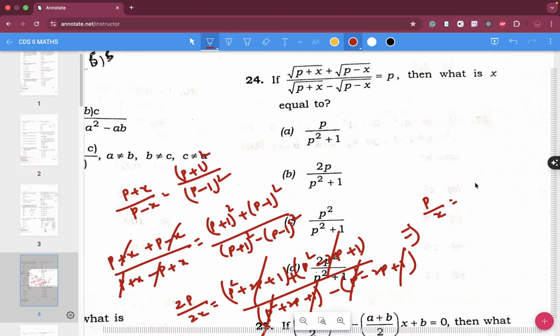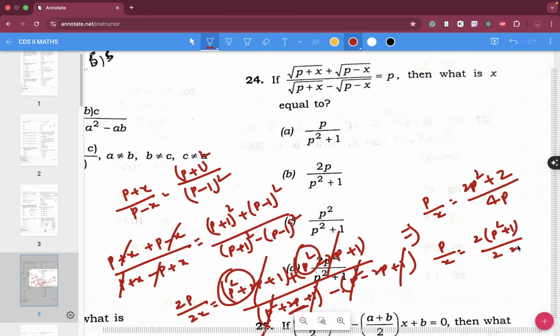p by x is equal to, right, over here what we are left with is 2p square plus 2 divided by 4p. Okay, now if we take common, p by x is equal to 2 times (p square plus 1) divided by 2 into 2p, right? So this is gone and this is also gone. Okay, so which means now what I will do is that I will delete this.